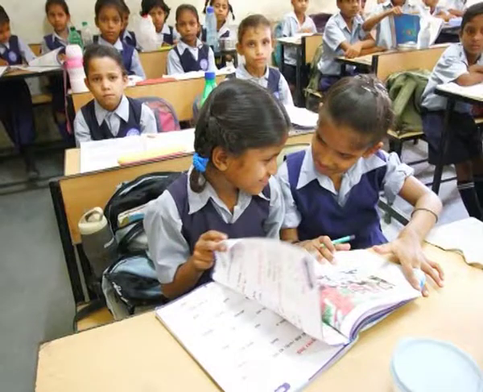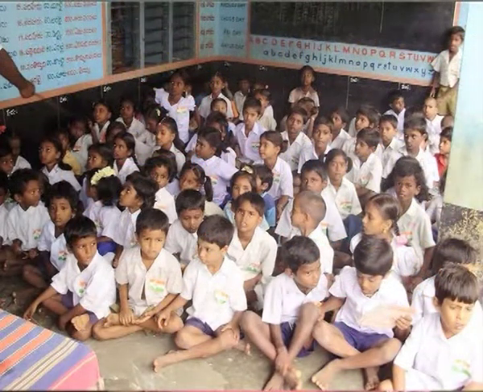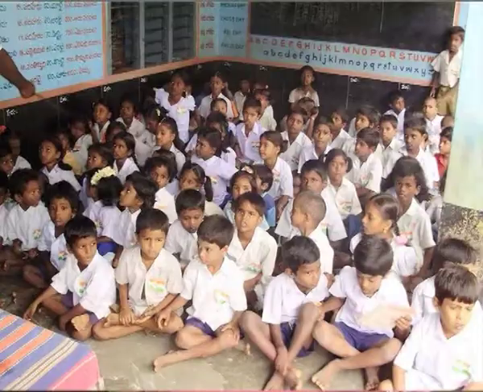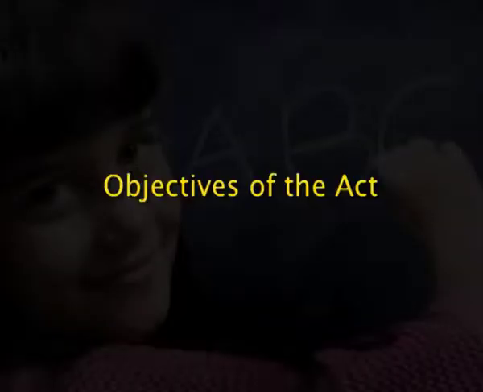The Act provides every child of the age of 6 to 14 years a right to free and compulsory education till the completion of elementary education in a neighborhood school. Special provisions are envisaged for children who were not admitted in any school or who have not completed elementary education.